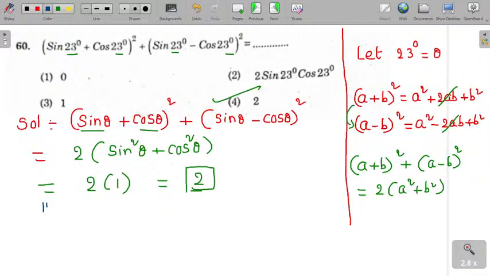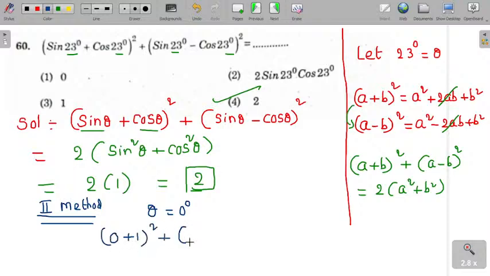So what is the second method you can adopt? Instead of 23 degrees, you can take any angle. So that means put theta = 0 degrees. Sin 0 = 0. Cos 0 = 1. So (0 + 1) whole square + (sin 0 = 0 minus cos 0 = 1) square. This is 1 square, 1, and 1 square, 1. So answer is 2. Clear? So in this way also we can solve this problem.